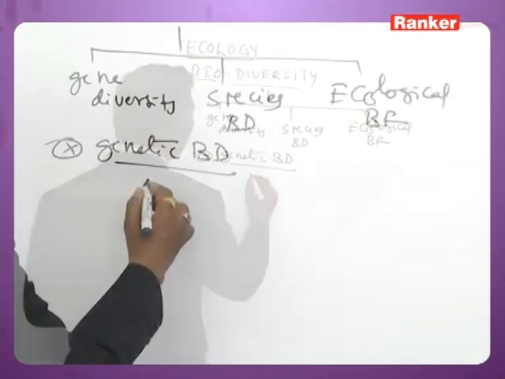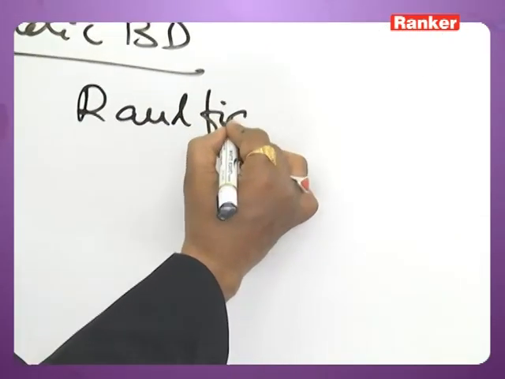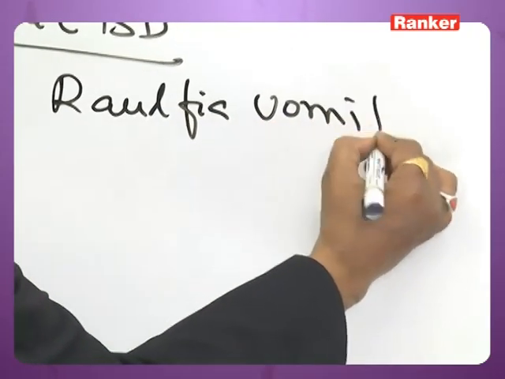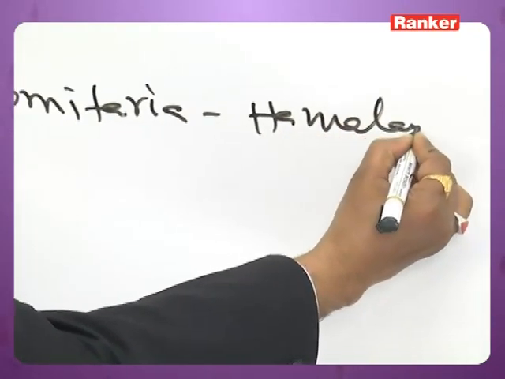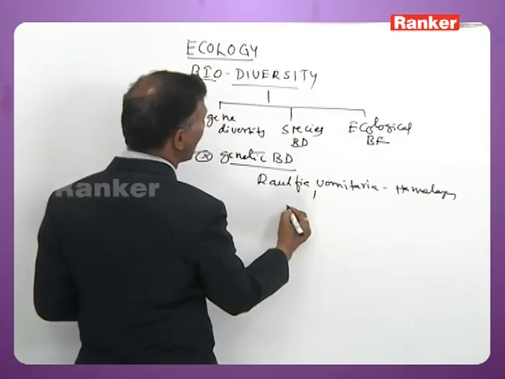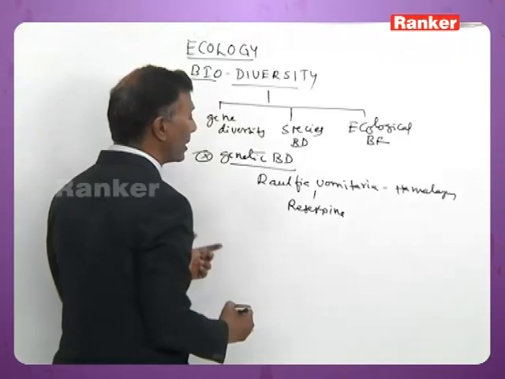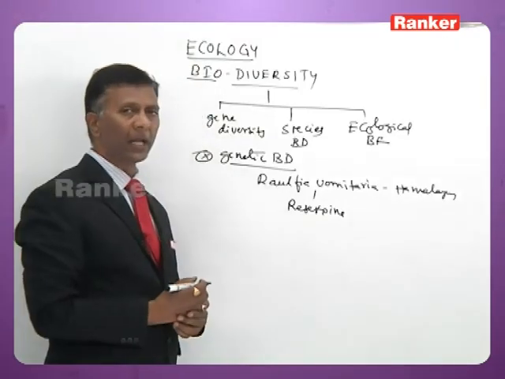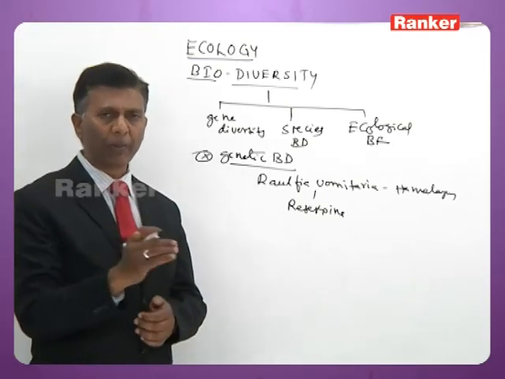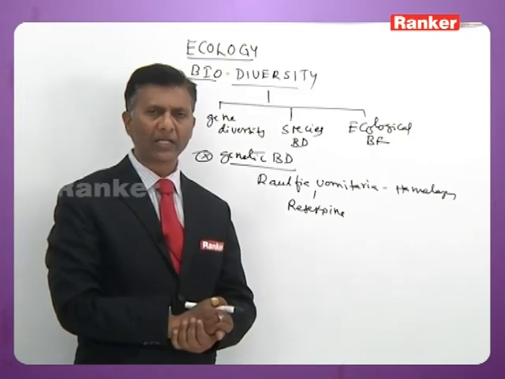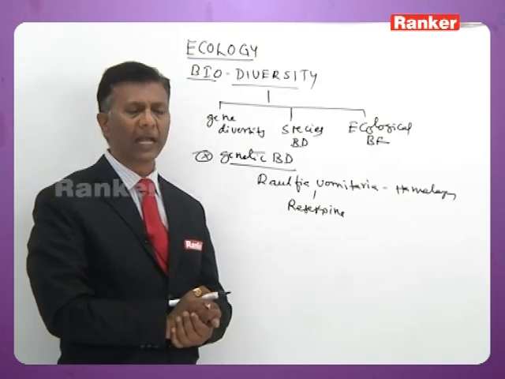Now for instance, Rauwolfia vomitoria, a plant that grows in the Himalayan region, gives an alkaloid called reserpine. The potency and the concentration of reserpine varies from plant to plant living in a large geographical area of the Himalayan region. It is because of the gene or genetic diversity.